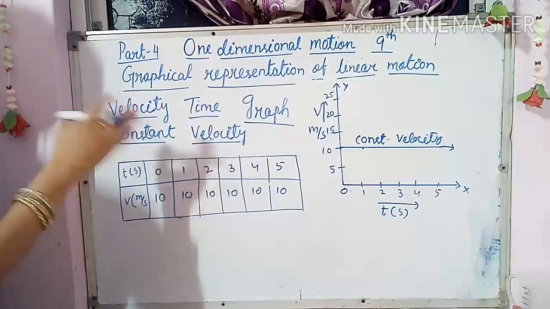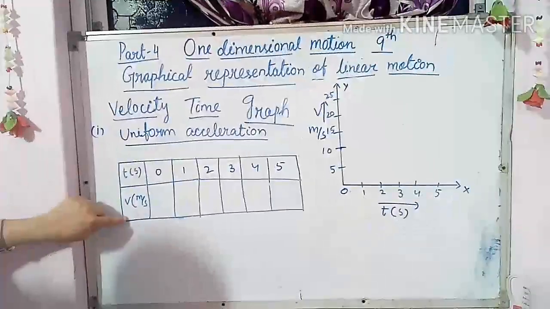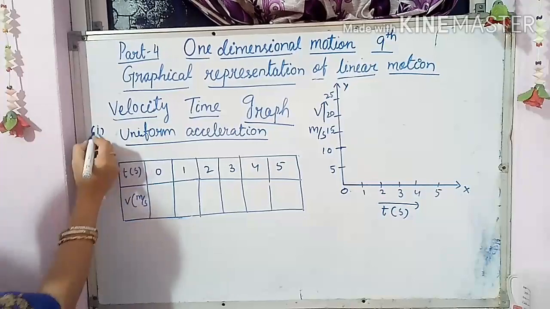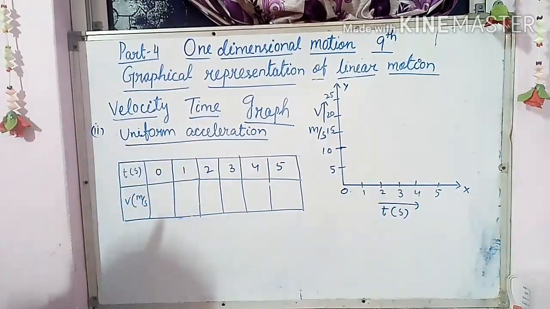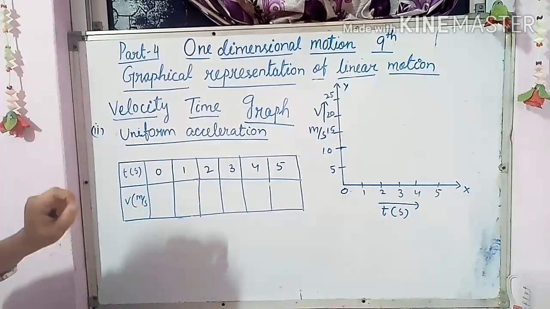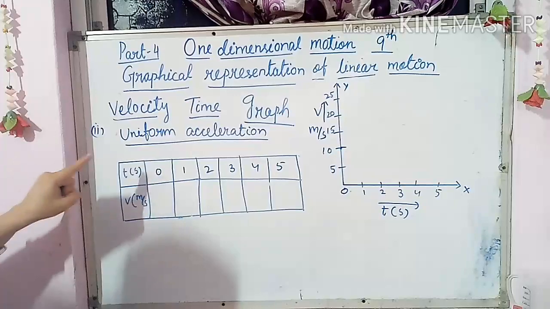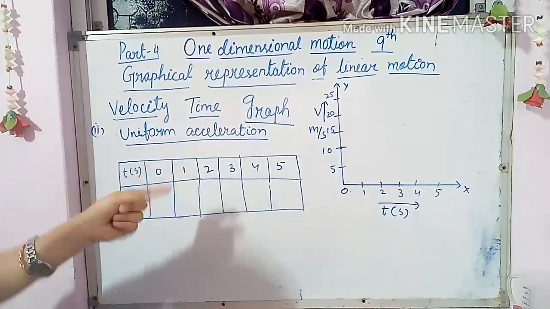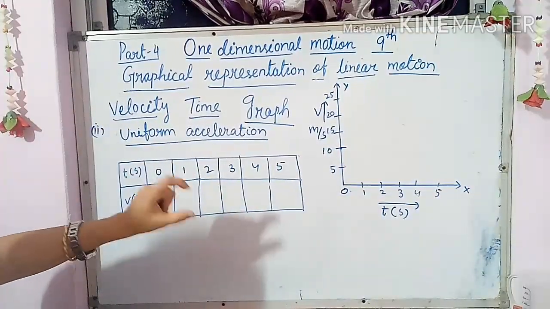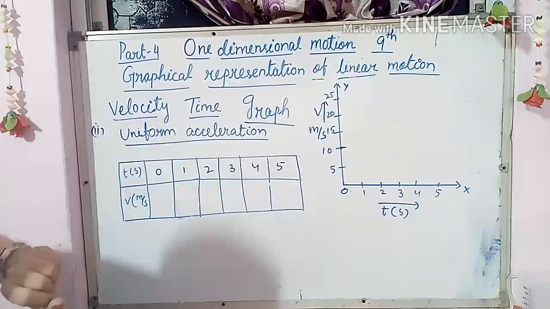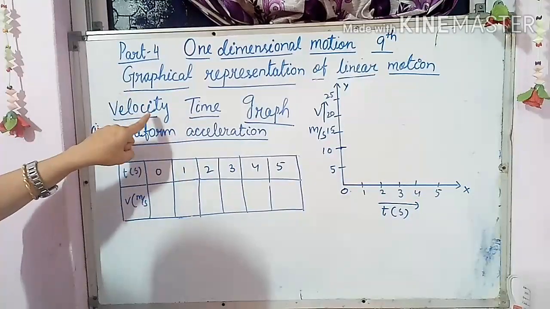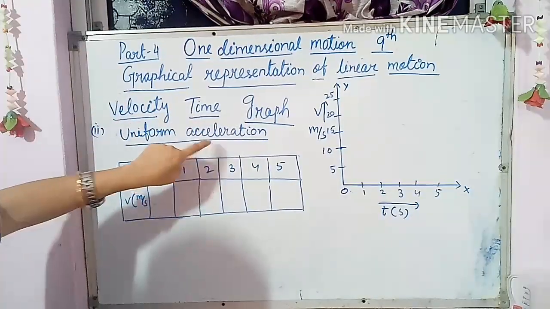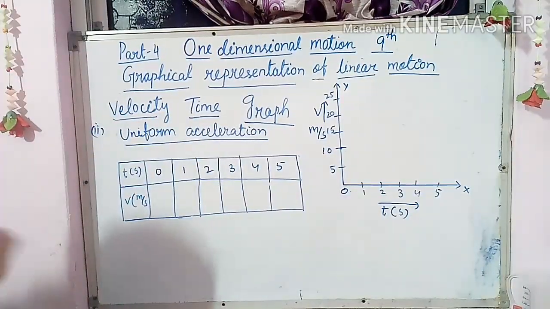Now go to the next condition. Now children, see here the second condition, that is uniform acceleration, because that time velocity remained constant. That's why no acceleration was there, no velocity increasing. But here velocity is increasing. How is that velocity increasing? The interval is the same. So I have written here acceleration, because as velocity increases with time, it turns to acceleration. It is the definition of acceleration.